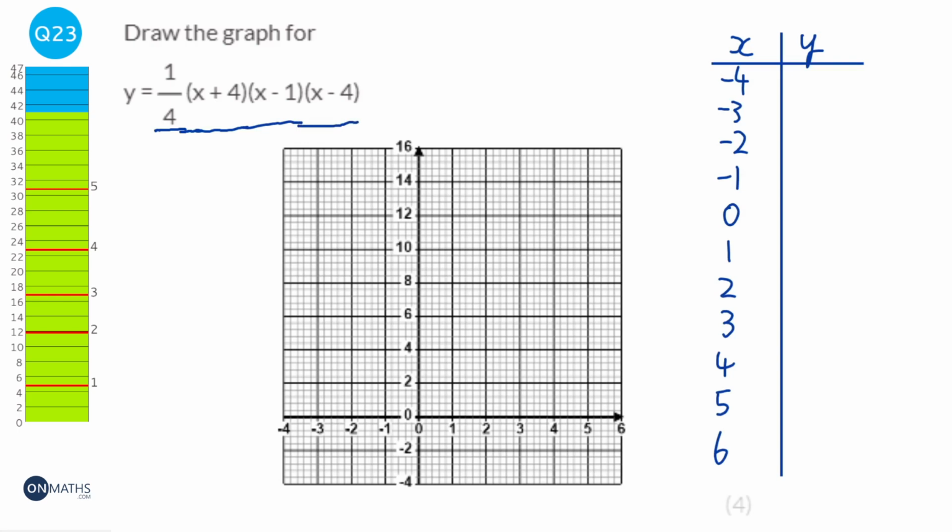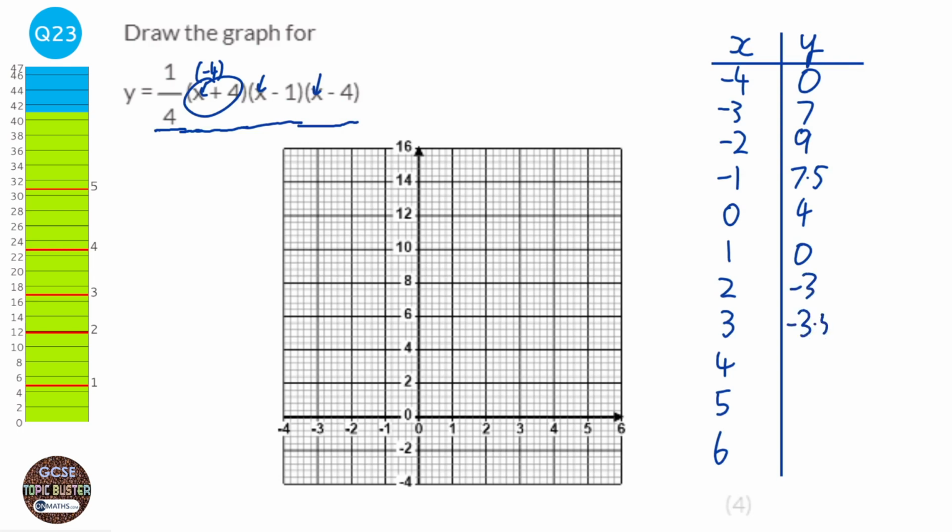Okay? So I'm just going to put in bracket minus 4 each time you see an x here. When you do that, you get the answer of 0, which makes sense because minus 4 plus 4 is 0, and whenever you times something by 0, it will get to 0. Then I'm going to do the same with minus 3, and I get 7. Same with minus 2, I get 9. Same with minus 1, I get 7.5. Same with 0, I get 4, and 0. Then minus 3, then minus 3.5, and at 4 I get 0, then 9, and then 25.